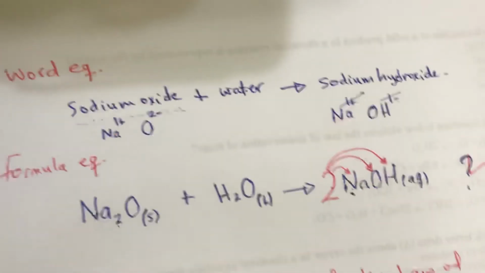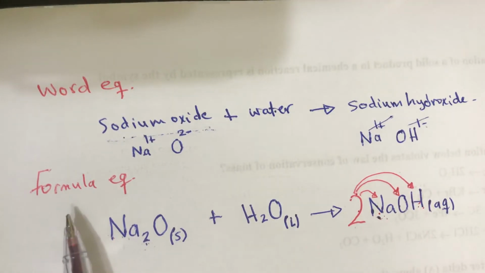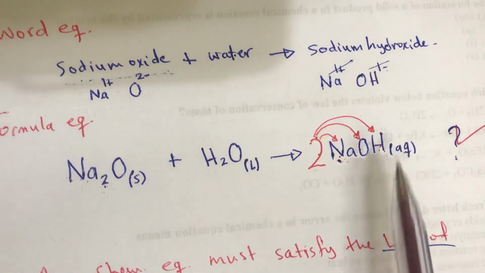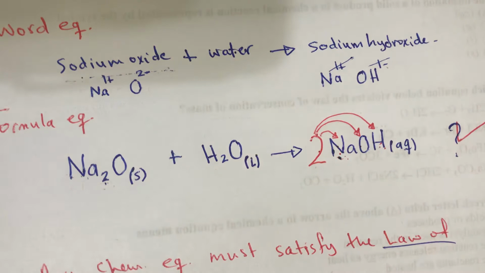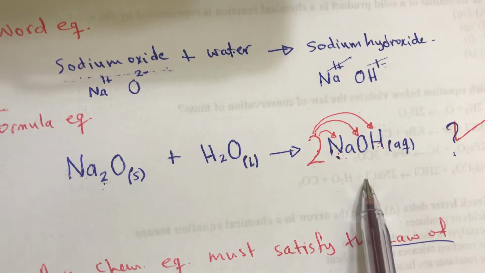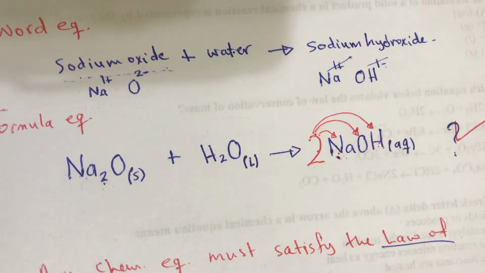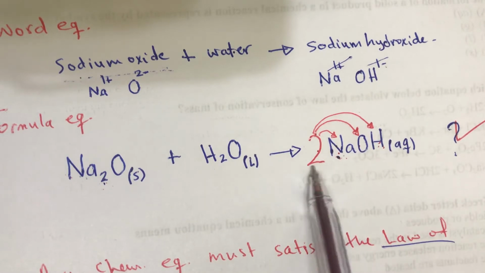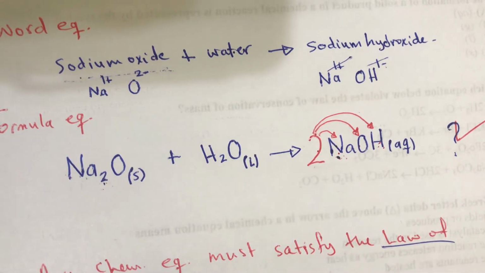So again, when you write a formula equation, you have to write the states of each compound or element, and after you write the equation, you have to balance the equation. How to balance the equation? By multiplying with a coefficient. This coefficient is in front of the compound and applies to each element in the compound.